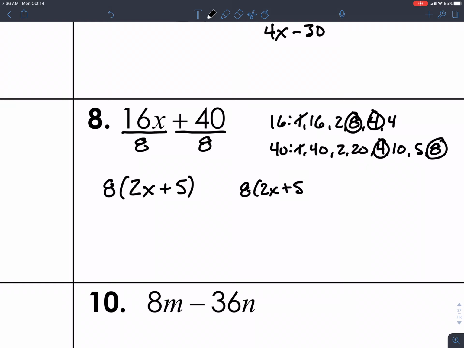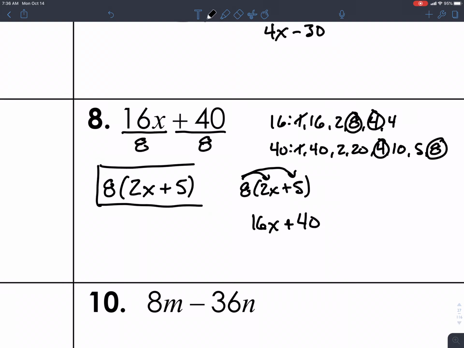Is this a good answer? 8 times 2, well, that gives me 16x. 8 times 5 gives me a positive 40. So good, this works. Once I checked it, it came out with the exact same answer as up here. Okay.